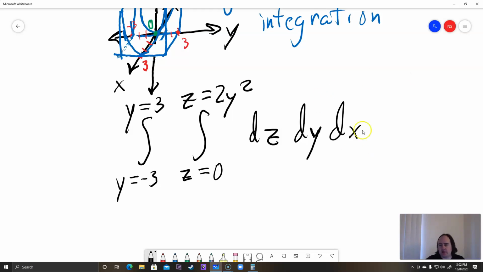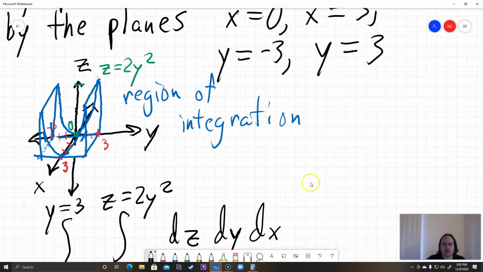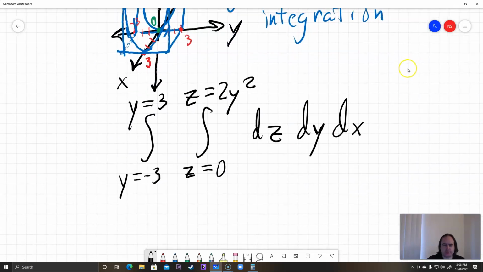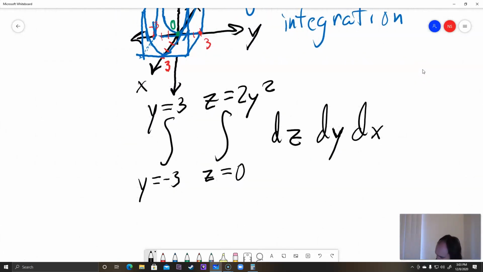And then our outer integral is dx. Remember, you work from the inside outward, so from left to right. That's the innermost, middle, and outward. So for dx, we have x goes from 0 to 3. Okay, the integral from x equals 0 to x equals 3.